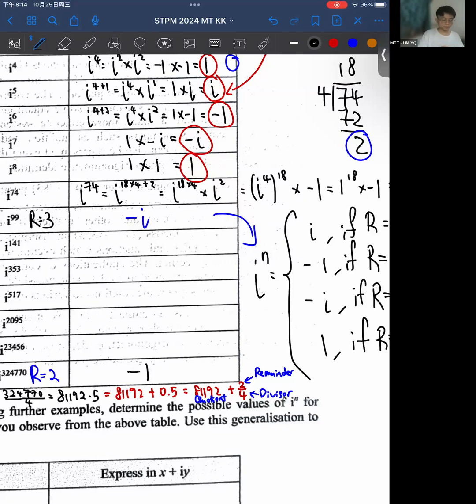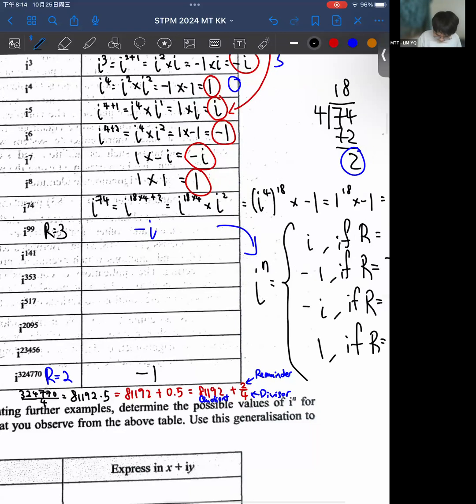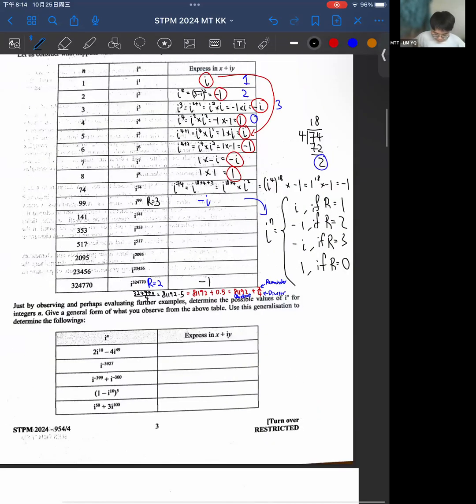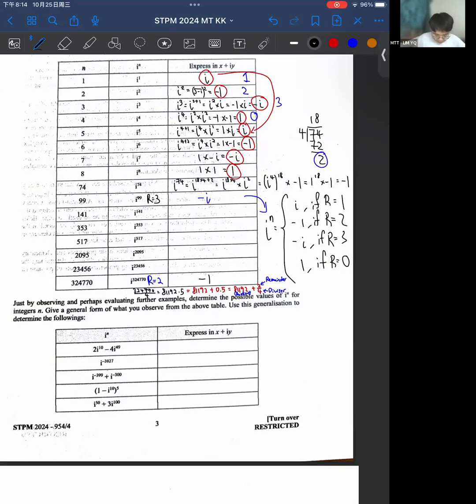Okay, now continue. So we settle for task 1. Task 1 is the easiest one. Anyone got problem? No. Okay, now. Task 1 still got one part.